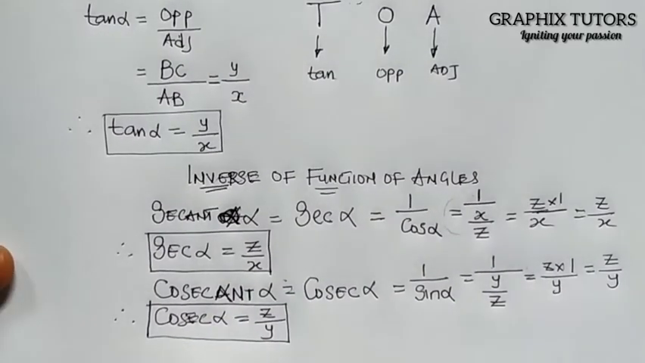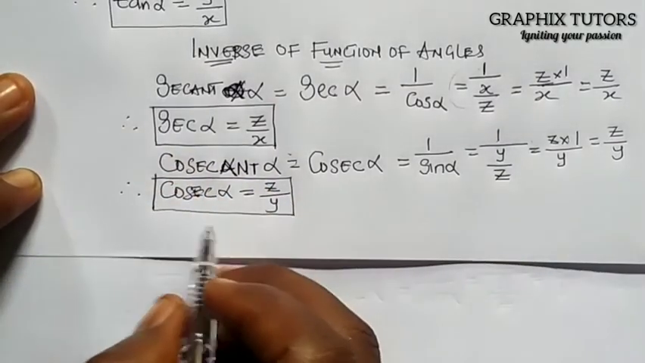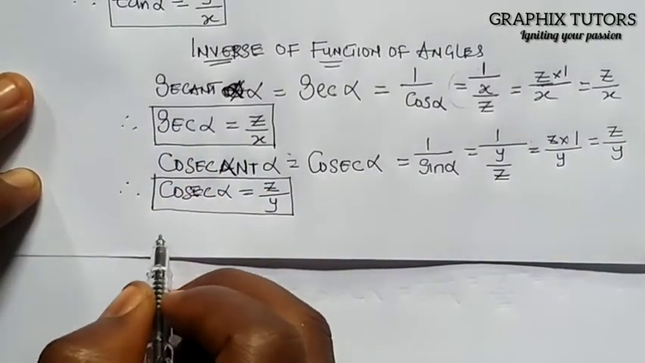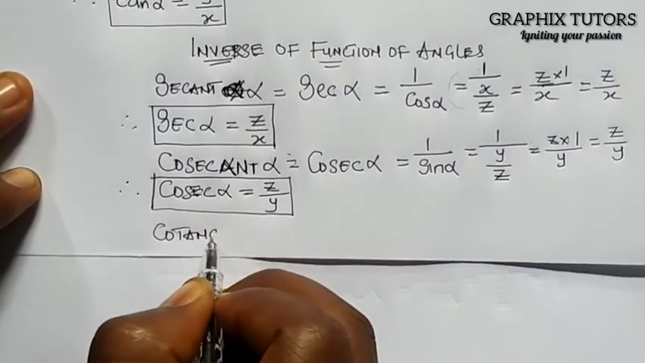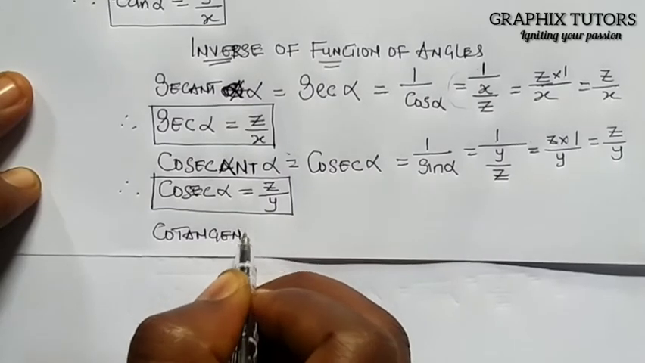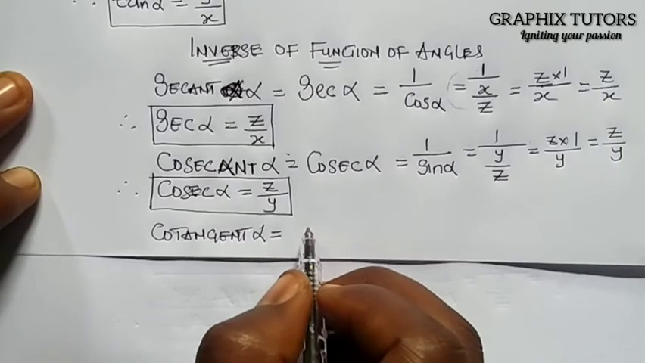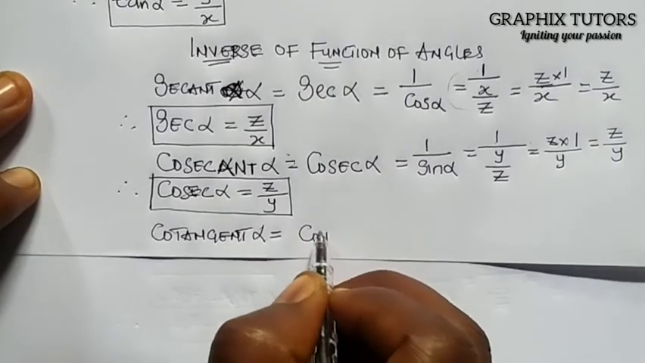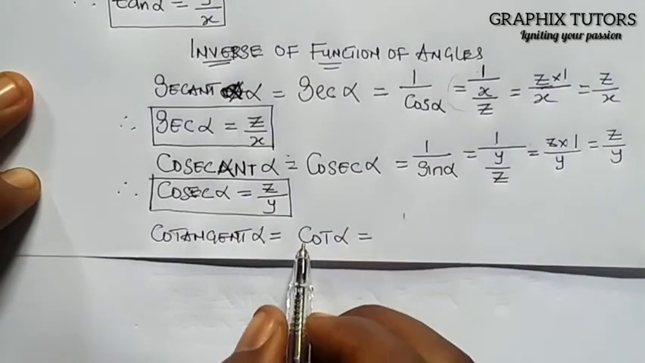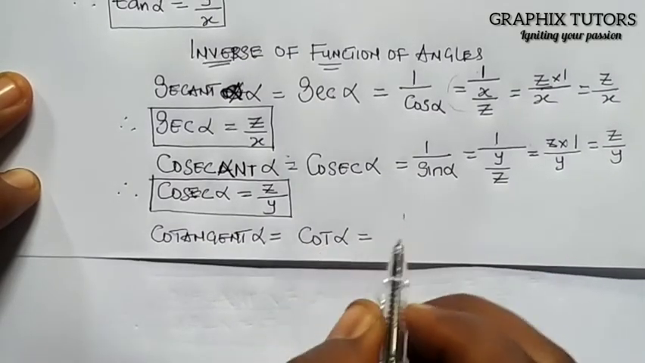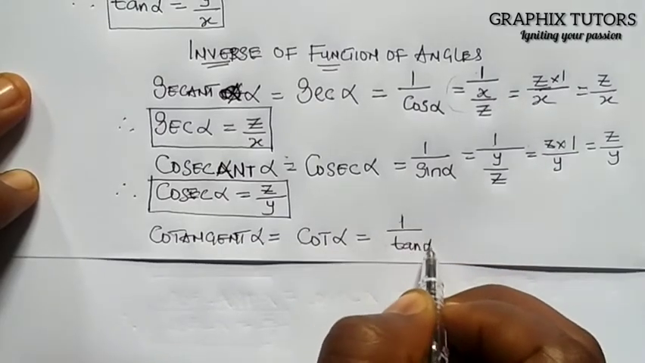Oh, good. Now, the next thing we'll talk about will be cotangent. What is cotangent alpha? Cot alpha will be the inverse of tan. That will be 1 all over tan alpha.